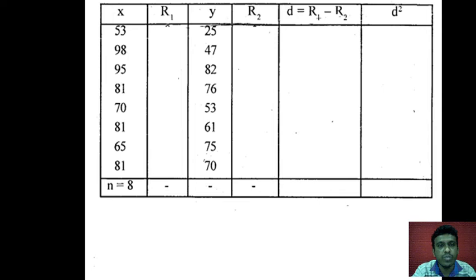X and Y values are given and ranks are to be found out, R1 and R2, and then we find D, which is equal to R1 minus R2, and then we find D square. Okay, so this is how we find out. First we'll give ranks. We had already given ranks.